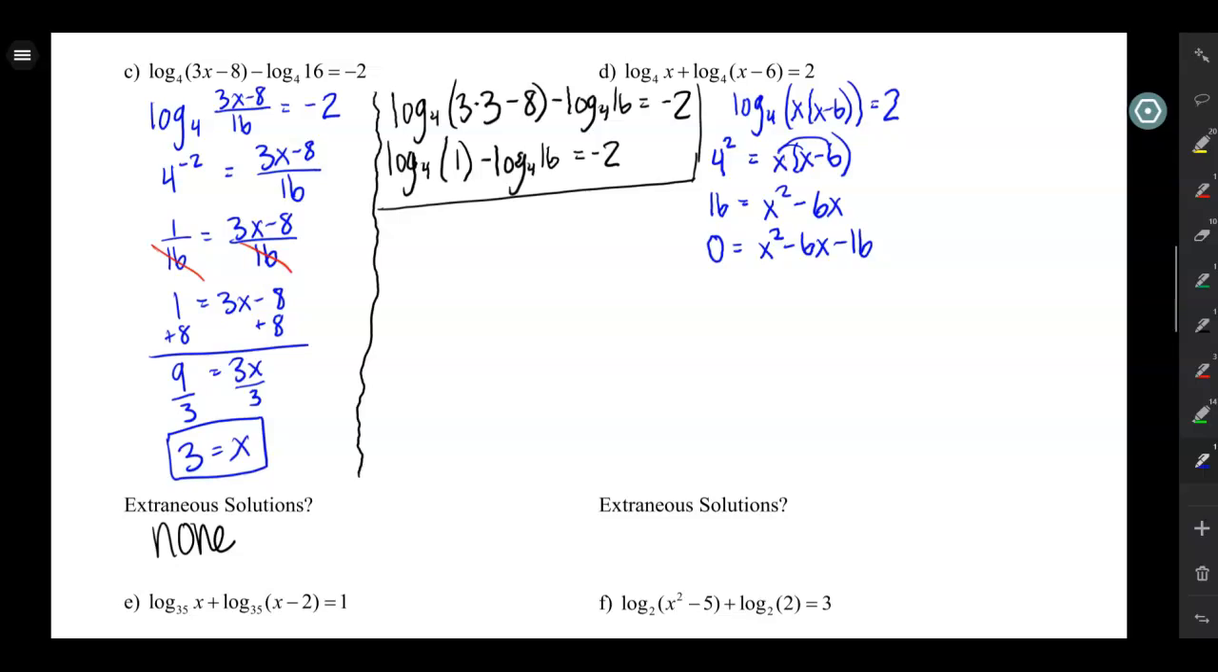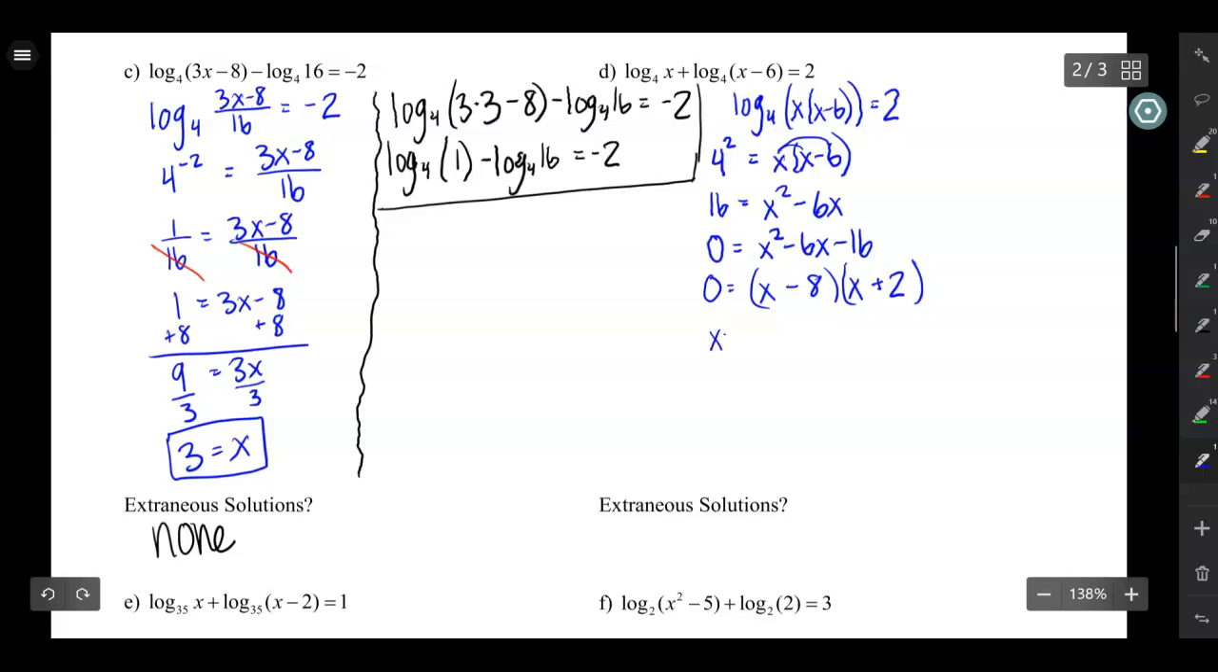Now, the easiest way to solve a quadratic is to factor it. So when I'm factoring, I'm looking to separate this into two sets of parentheses. And I want to find two numbers that multiply to negative 16 and add up to negative 6. In this case, two numbers that work are negative 8 and positive 2. So if those are my factored forms, then my solutions are x equals 8 and x equals negative 2. So remember, they're always the opposite signs of what's in your parentheses.